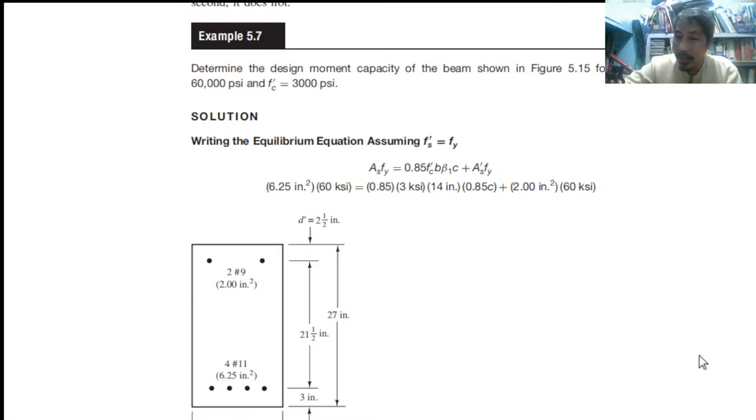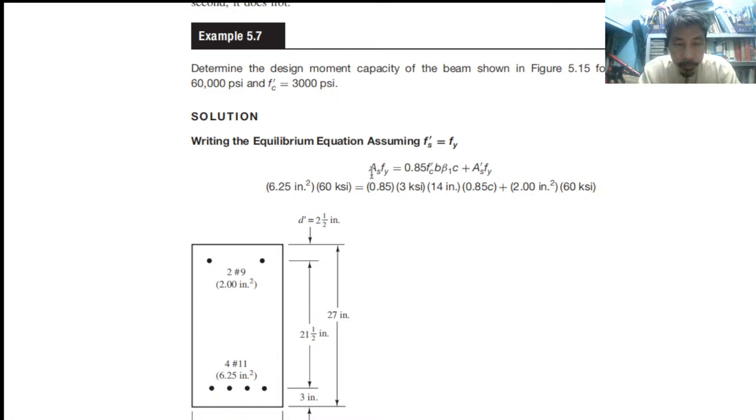So it is a little bit harder, and for the actual construction, it's a little bit harder to perform during the construction, because there are two different sizes. Number 11 times 4, total of 6.25. Number 9 times 2, total of 2. You have to compute this because you have the table of steel bars. You have to compute the area.